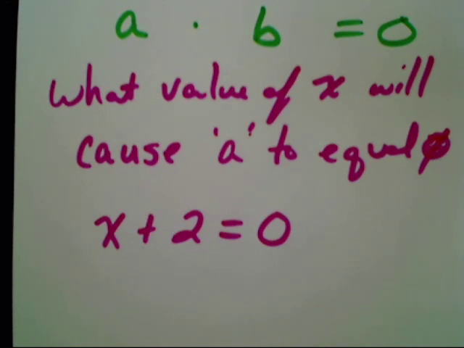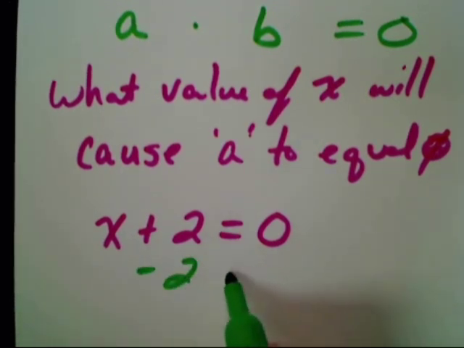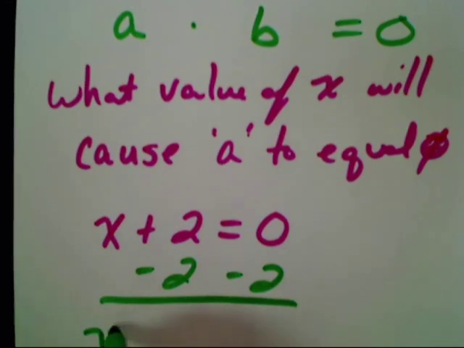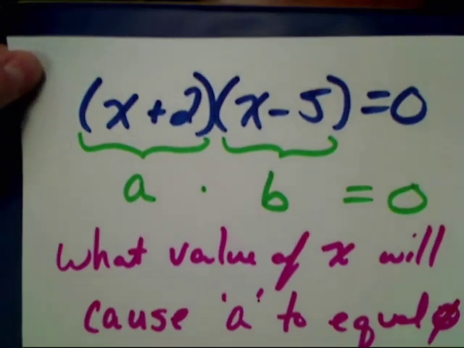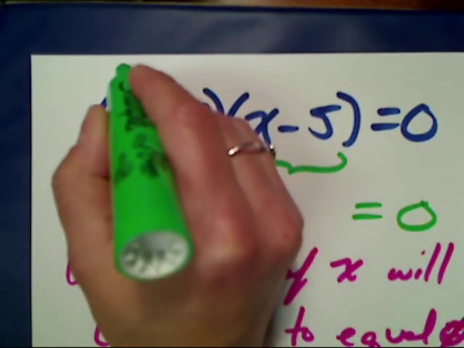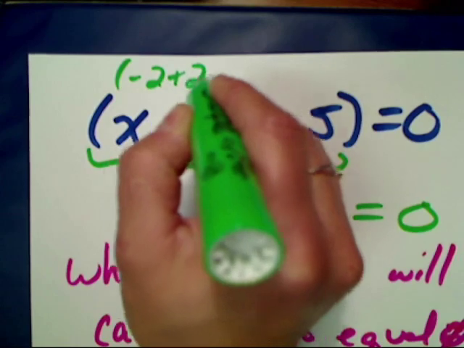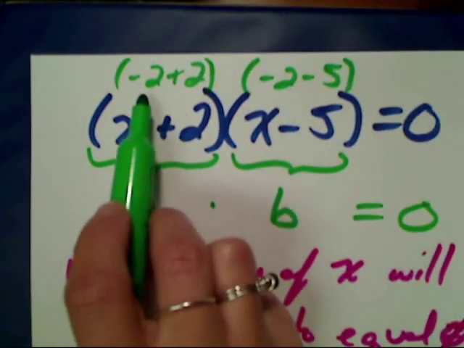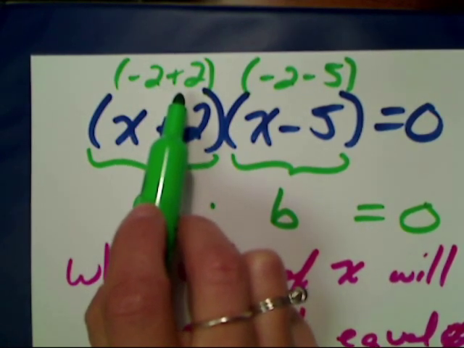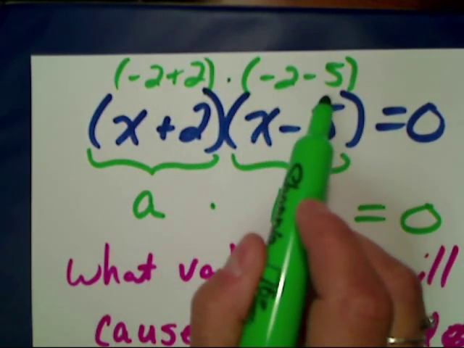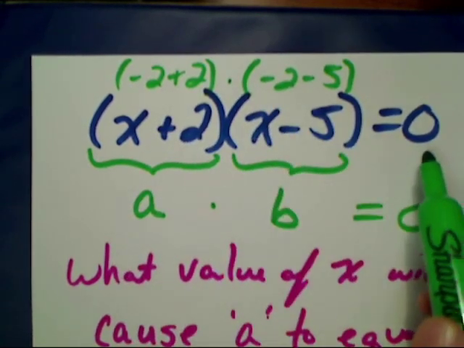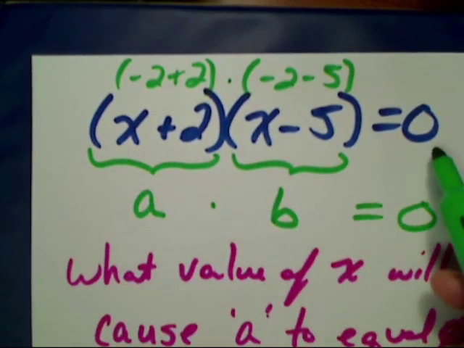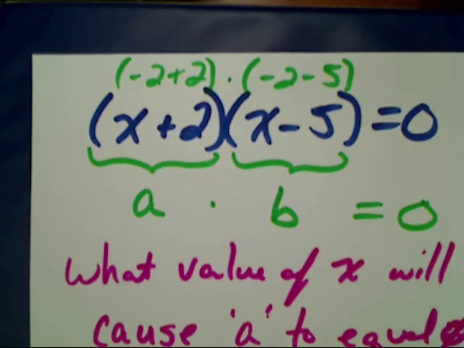To get the x by itself, we'd simply subtract 2 from both sides. So x equals -2. Well, let's plug that back in. If x was -2, I would have -2 plus 2, and here I would have -2 minus 5. -2 plus 2 is 0, times, well, that's a -7, but 0 times anything is 0. So my left side would equal my right side of 0, and so it's a solution. X equals -2 is a solution.